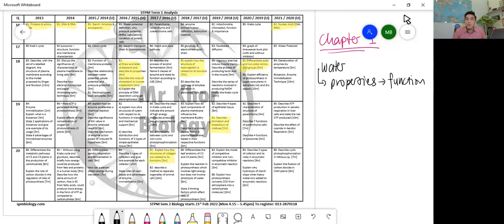For example, let's say physical properties. It is transparent, so aquatic animals are able to see their surrounding. Then talk about high specific heat capacity, high latent heat of vaporization, high density at 4 degrees Celsius. So those are the properties. Please relate to the function. This is for water.